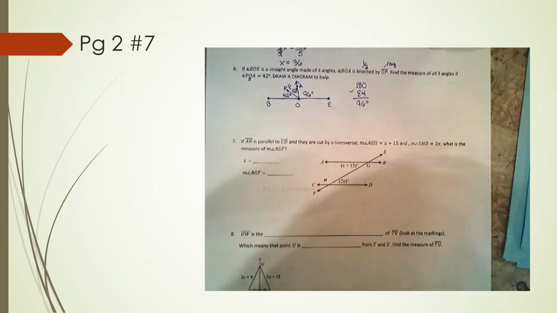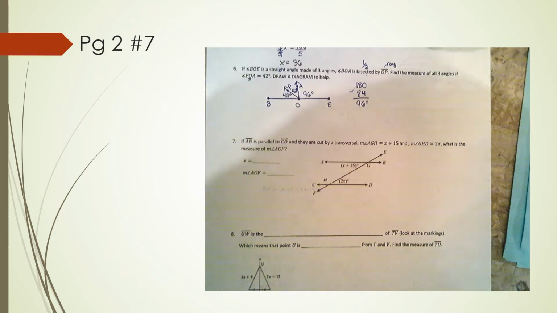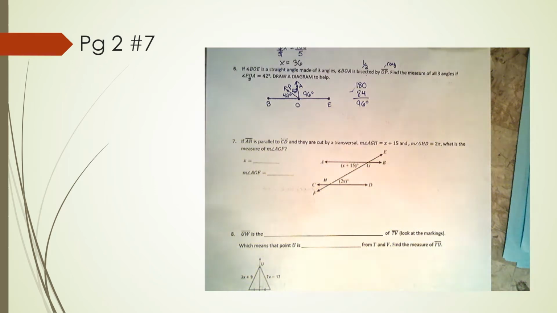All right, so the next problem in our quest for knowledge is number 7. It says, if AB is parallel to line CD and they are cut by a transversal, then the measure of angle AGH is equal to x plus 15, and the measure of angle GHD is equal to 2x. What is the measure of the angle AGF?